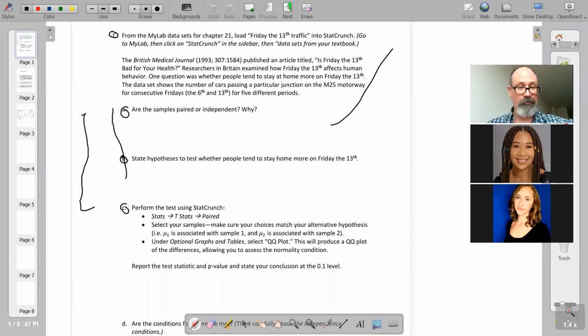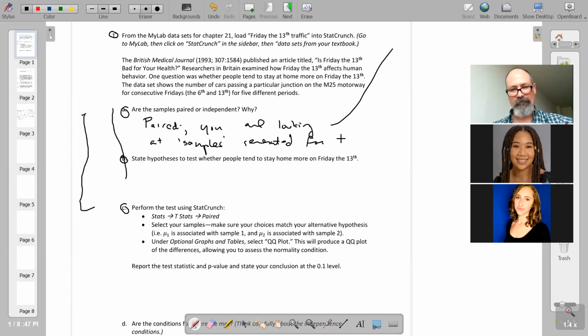If you go back to the problem, it's asking you, before you really do anything, to notice they're paired. And this is because you were looking at data, and I'll put samples in quotes because I'm suspicious, generated from the 6th and 13th.